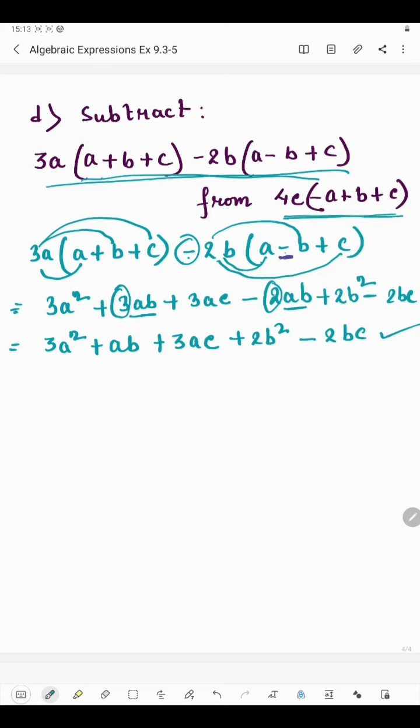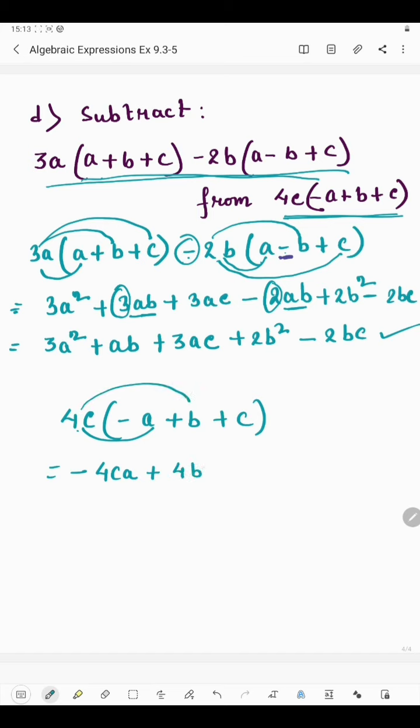Now we will just solve the second expression. So it's 4c multiplied by minus a plus b plus c. So when you multiply the first term with the monomial, then 4ca you will get, and since in front of this minus sign is present, we'll put minus sign. Then we have plus sign. Now again monomial should be multiplied by the second term. So 4c into b is 4bc. Now this should be multiplied by the third term. So 4 will remain same and c is present twice, so it's 4c square.